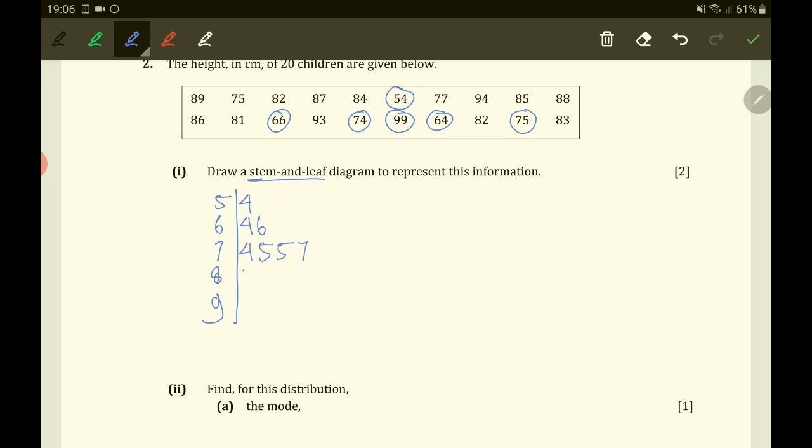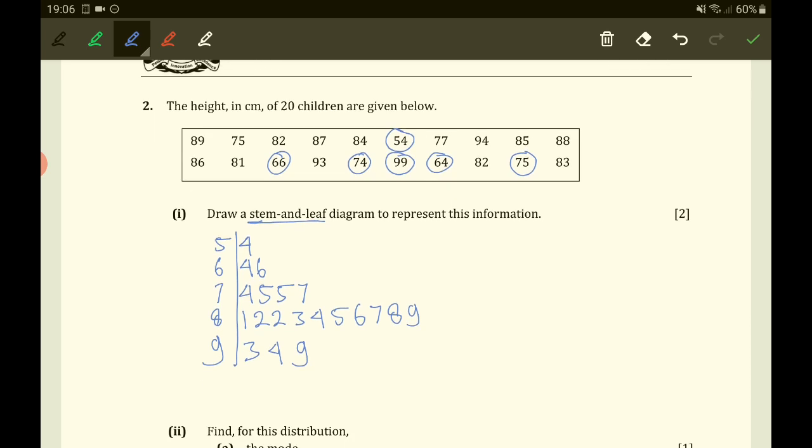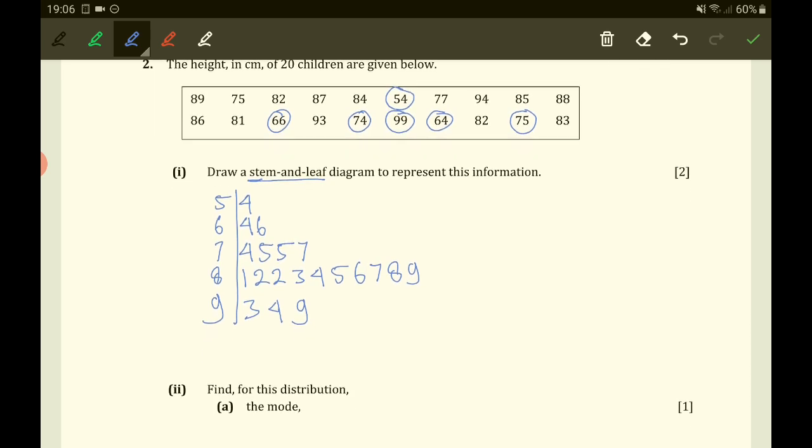Okay, and then 81, 82, 82, 83, 84, 85, 86, 87, 88, 89, and 93, 94, and 99. Okay, I think this is all the data that we have from the table here. For the number 18, there are a lot of data. Actually you can split the 18 into two parts, but I don't want to do that because it's not quite long, so I just do it like this.